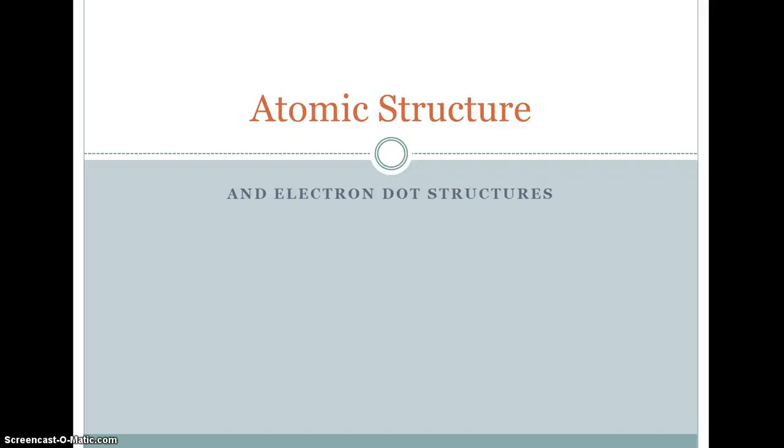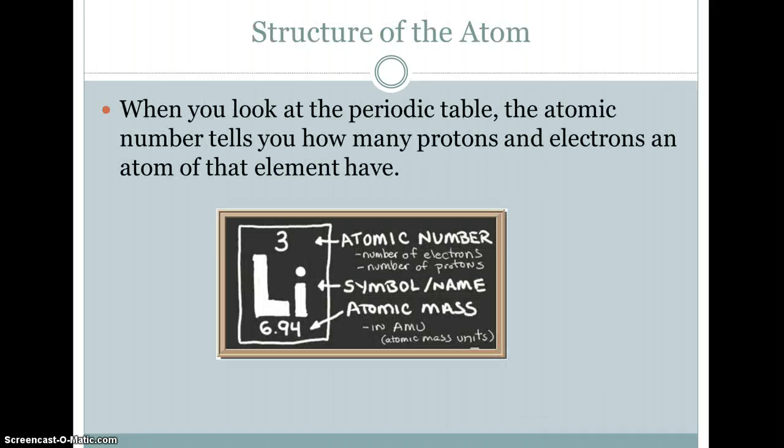Today we're going to look at a brief review of atomic structure and electron dot structures. So when you look at the periodic table, the atomic number, which is the big whole number, tells you how many protons and electrons an atom of that element have. So for example, lithium has an atomic number of 3, which means it has 3 protons and 3 electrons in a neutral atom.